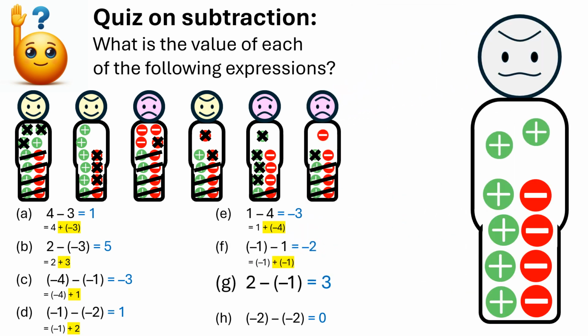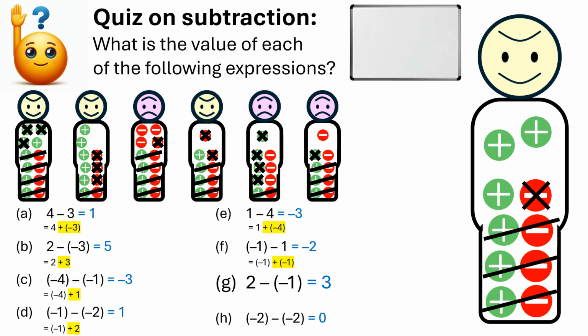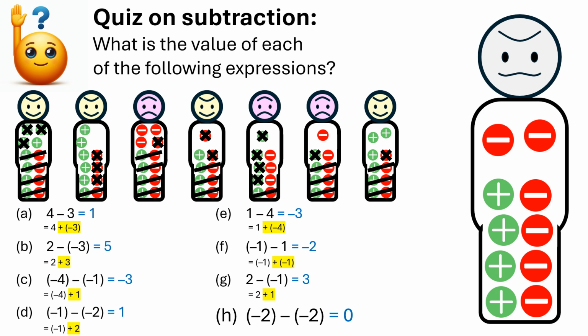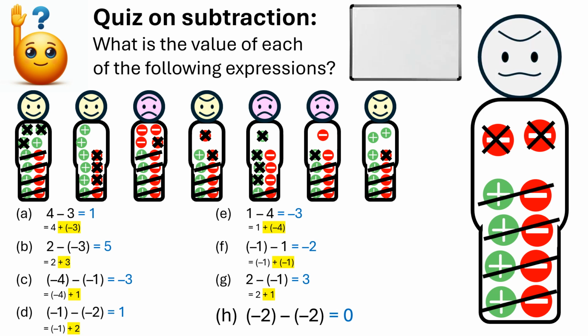G. 2 minus negative 1 equals 3. Alternatively, you can write 2 minus negative 1 as 2 plus 1, giving you 3. H. Negative 2 minus negative 2 equals 0. Alternatively, you can write negative 2 minus negative 2 as negative 2 plus 2, giving you 0.